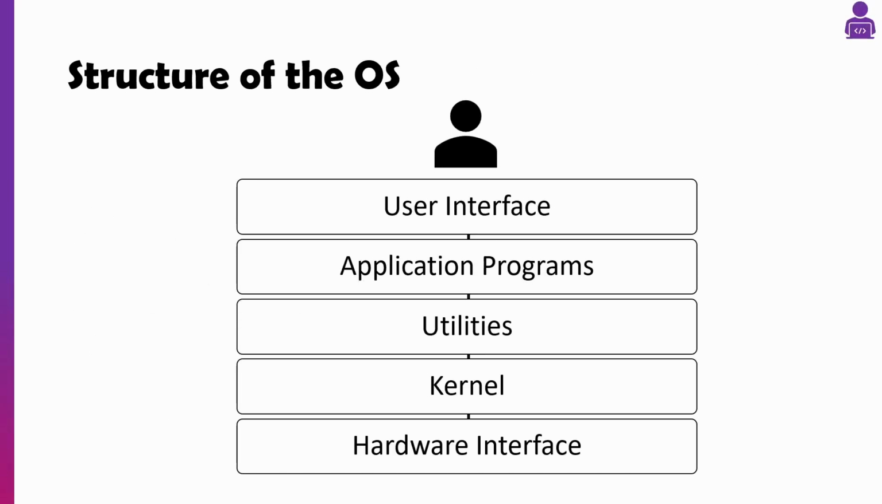So the structure of the operating system: there's you, then there's your user interface, the application software you use, utilities, the kernel, and then the hardware interface. But essentially, the operating system is the middleman between you, the person using it, and the hardware.